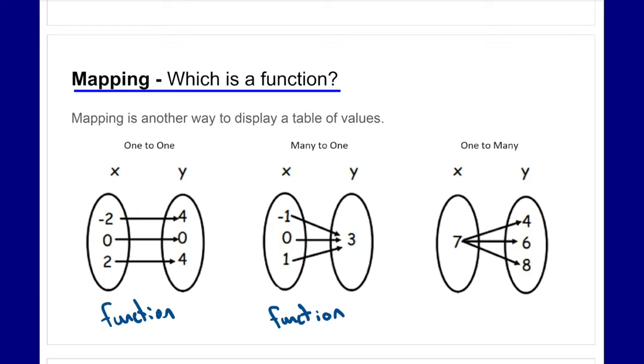In the last example, the one-to-many, we see that when x is 7, it gives us 4, 6, and 8. So this is an example of not a function, and the reason is that the x value has more than one y value, which goes against our definition of a function.